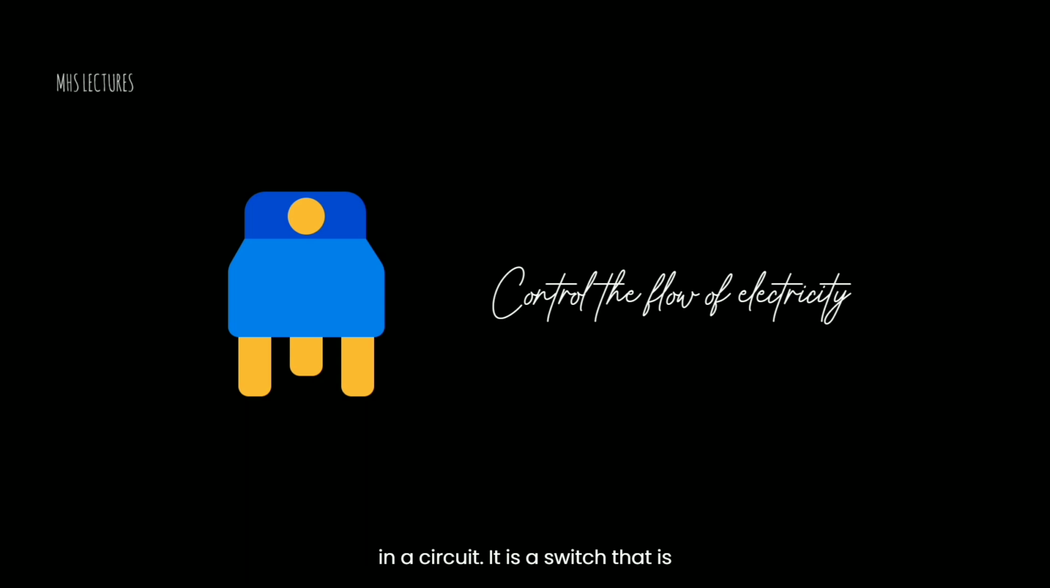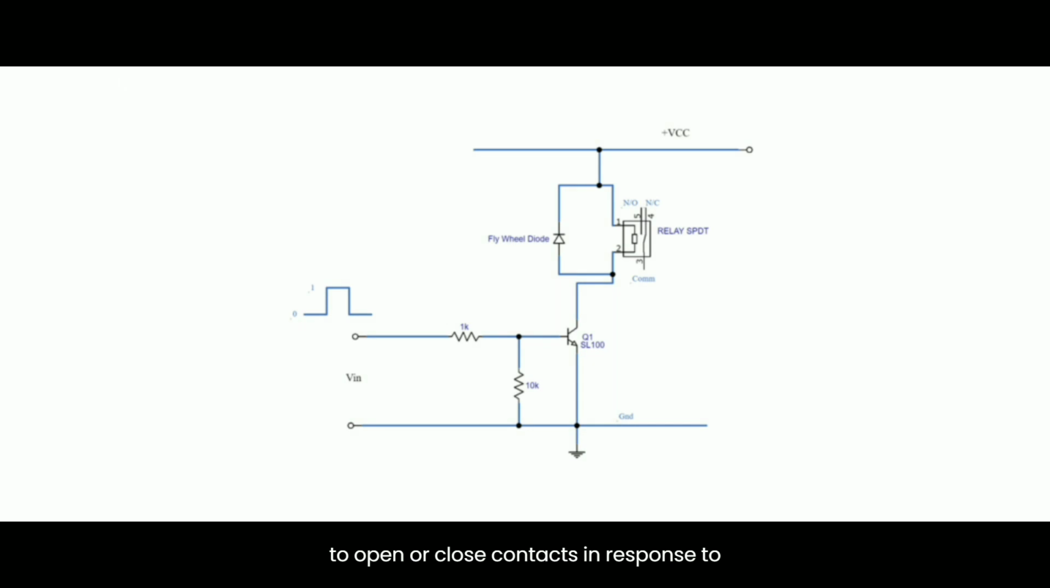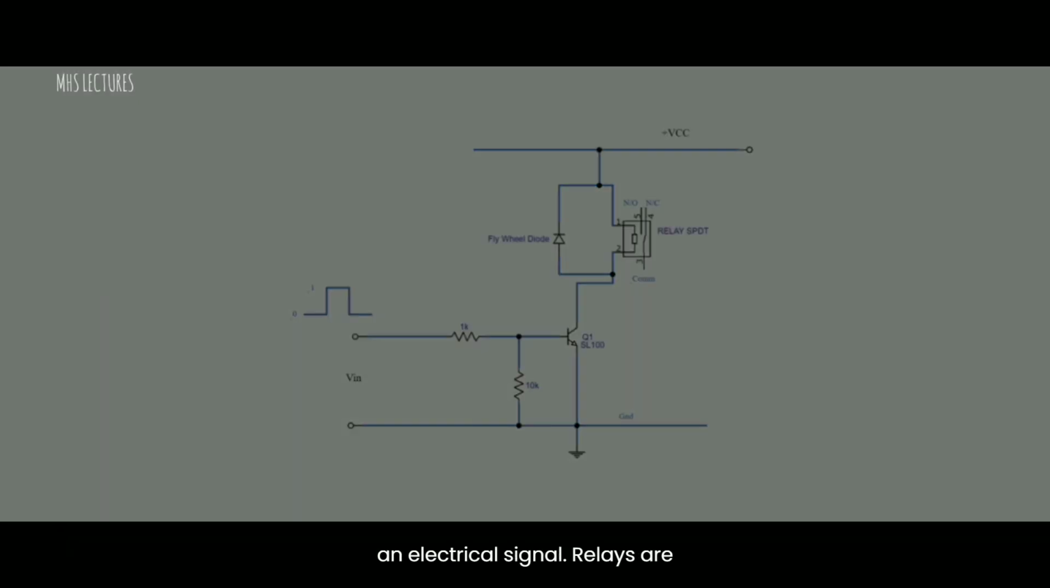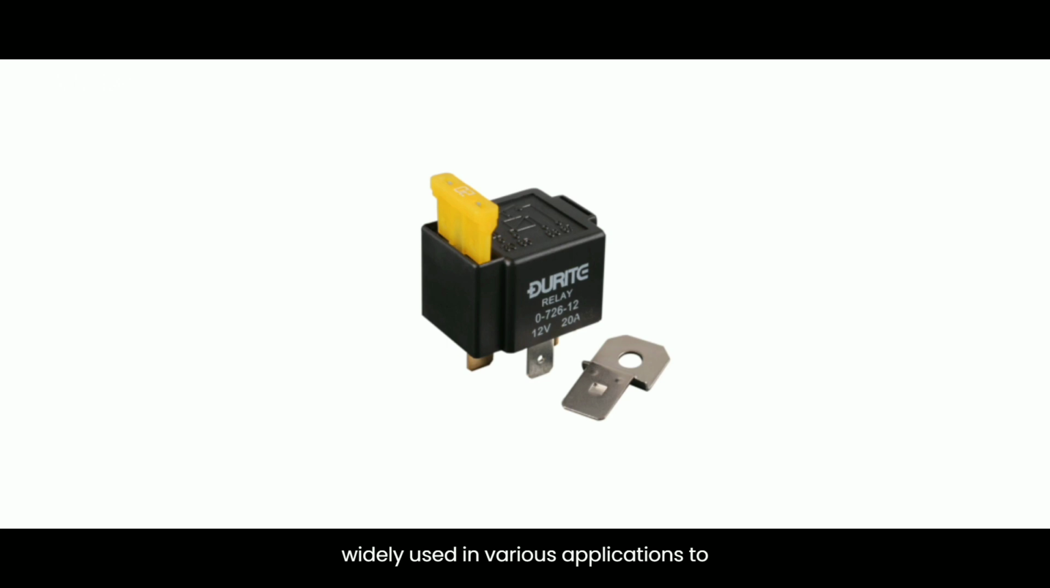A relay is an electrical device that is used to control the flow of electricity in a circuit. It is a switch that is operated by an electromagnet, allowing it to open or close contacts in response to an electrical signal. Relays are widely used in various applications to control high voltage or high current circuits using low voltage or low current signals.